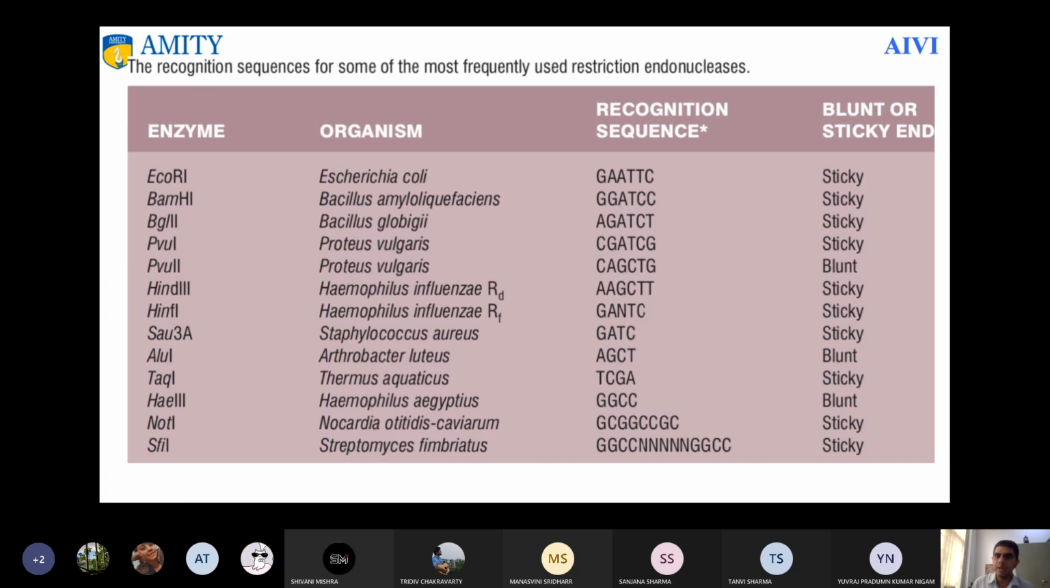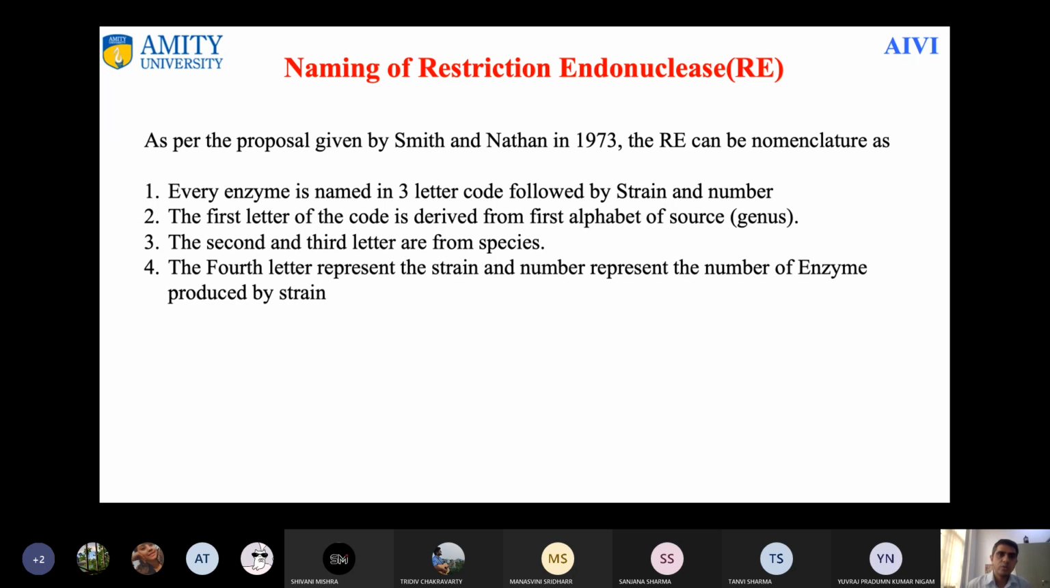Now we come to how you have to name it. Nomenclature of restriction enzymes is also an important thing. The name of a restriction enzyme is derived from its source organism. As you are seeing, EcoRI is from E. coli. So this is how you name it. Smith and Nathans, in 1973, recognized this and gave the nomenclature. They said that you should name a restriction enzyme depending on its source of origin, followed by the strain and the number of the enzyme isolated from that organism. So simple.